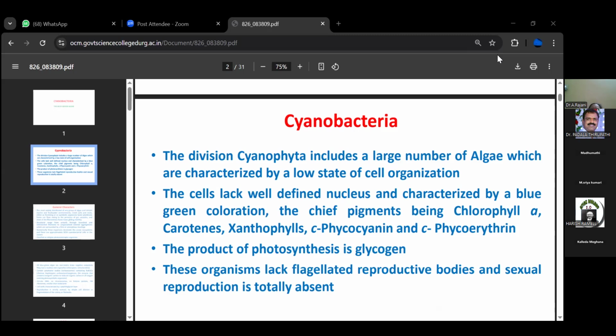Coming to this one: the microorganism, this is a bacteria, but capable of photosynthesis. They are prokaryotic and represent the earliest known form of life on the earth. This is the characteristic of the cyanobacteria. What is cyanobacteria? These cyanobacteria are also known as blue-green algae or blue-green bacteria. Cyanophyta is a phylum of bacteria that obtain their energy through photosynthesis. These are the cyanobacteria characters.